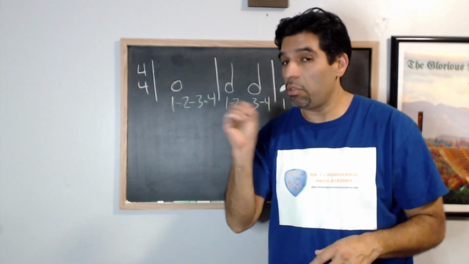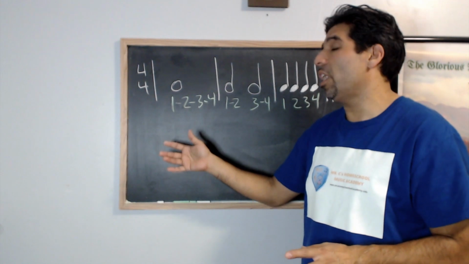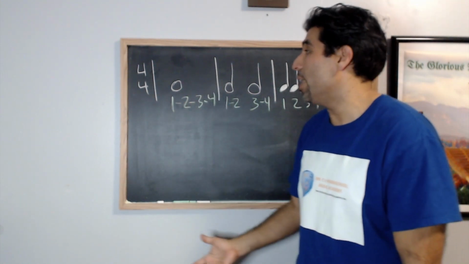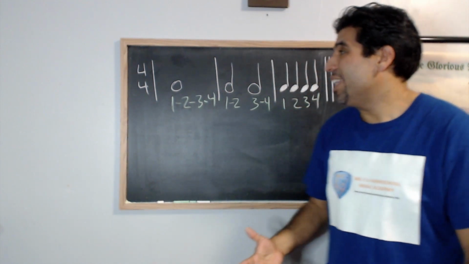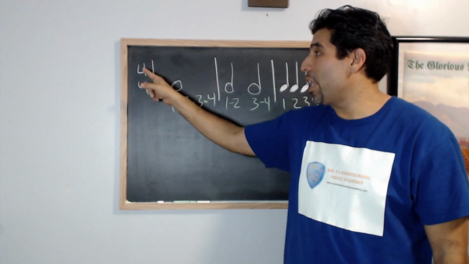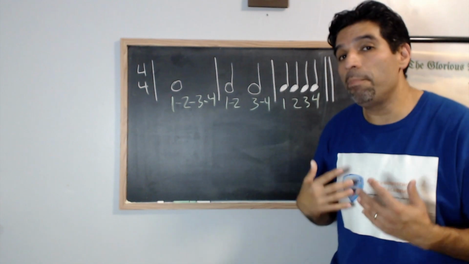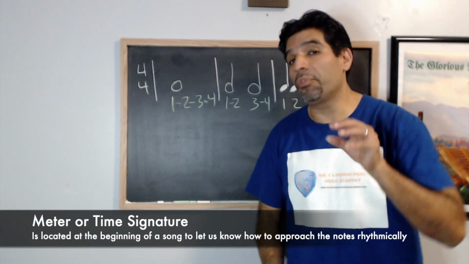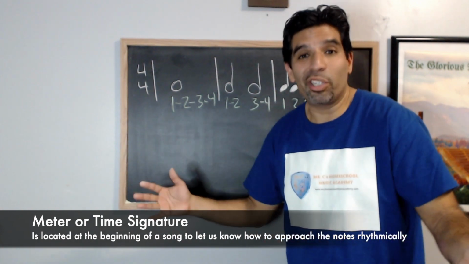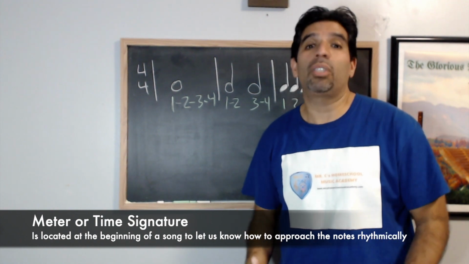Make sure you have your pencil. Also, if you happen to have blank sheets of paper, you can leave out the staff lines and use those as well. But in any event, let's talk about the 2 numbers that I just wrote down. You have a 4 up here and a 4 down there. That is called the meter, or another word for it is time signature. So you might hear both terms throughout your musical journey. You might hear this called a meter or a time signature.